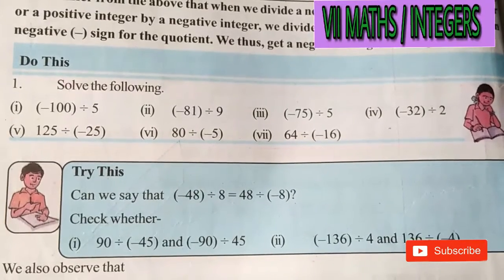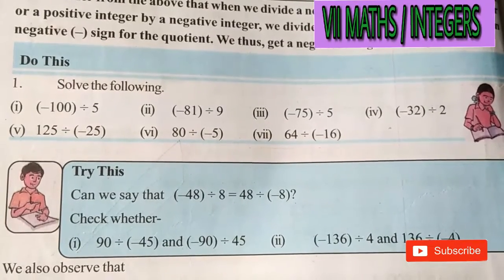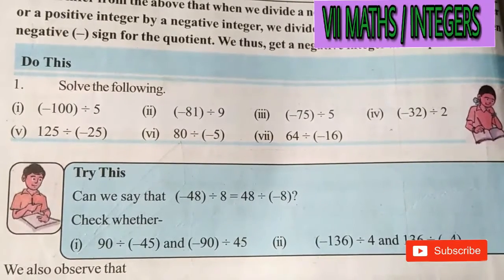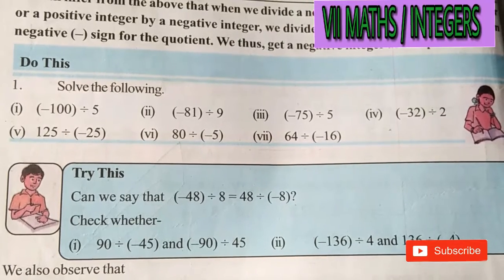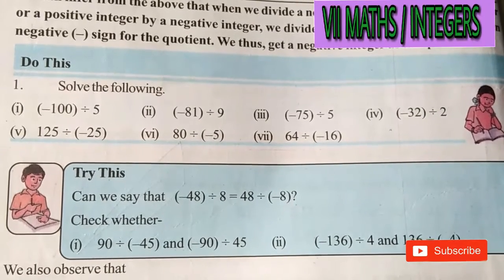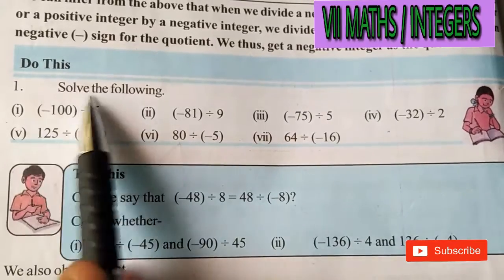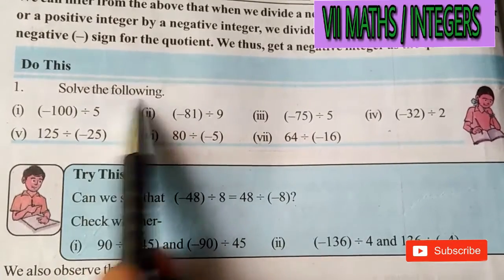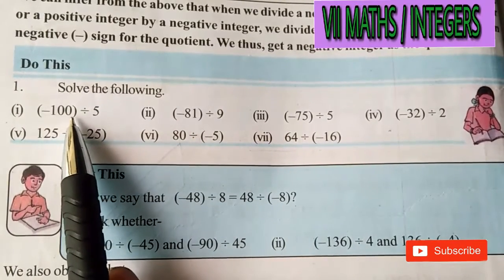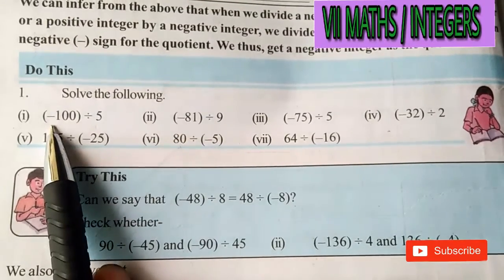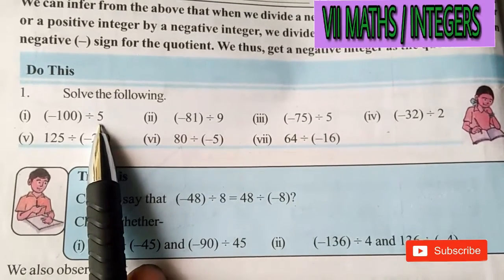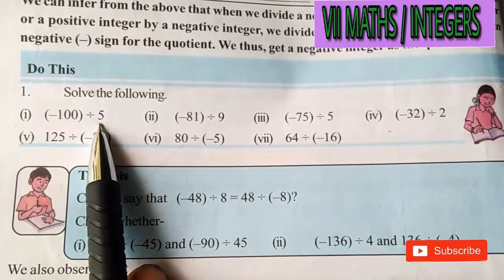In the same page we have a "Do this" and "Try this" problem. So first of all, do this. Solve the following. Minus 100 divided by 5. It is a negative number divided by a positive number, so the answer should become a negative number.